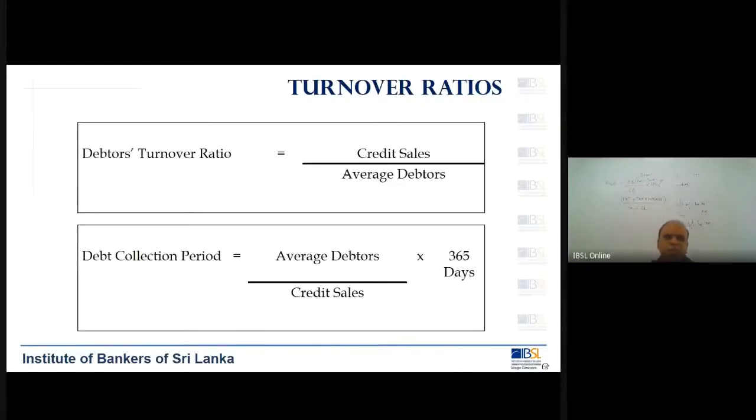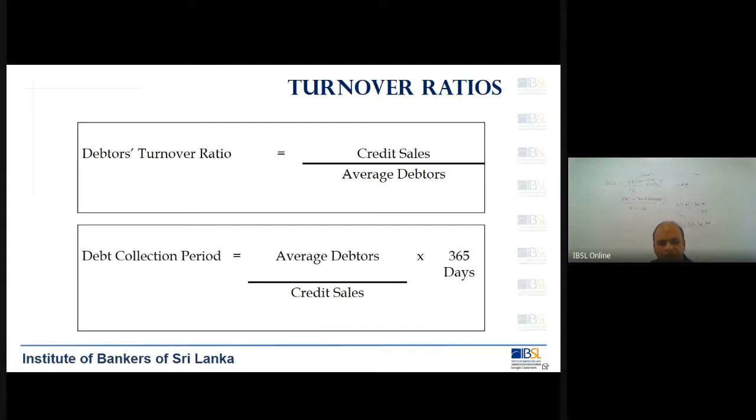So the first one is something related to the debtors of your business. I think I spoke to you about this when we did the operating cycle. Okay, you can go back and refer to your notes. When we did the operating cycle, I explained to you the debtor turnover ratio or the debtor turnover period. So how many days do you take to collect money from your debtors? So how do you calculate it? Average debtors divided by credit sales into 365 days.